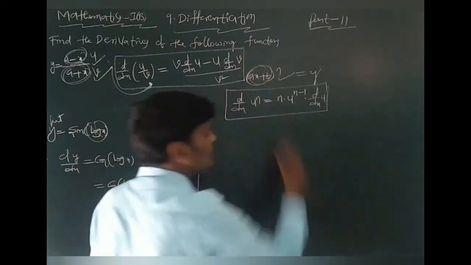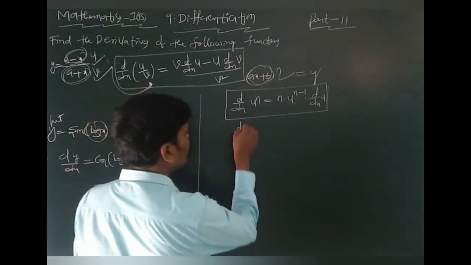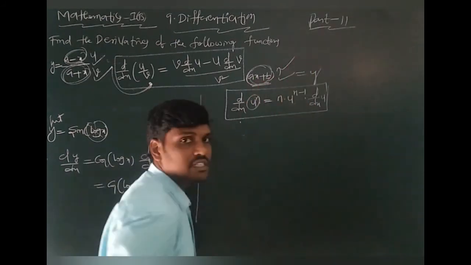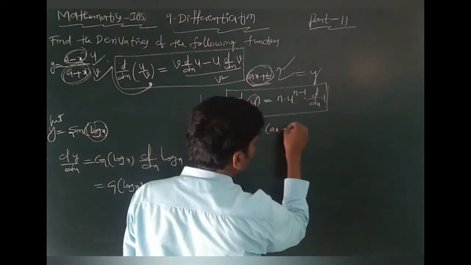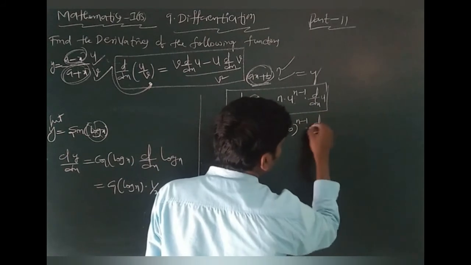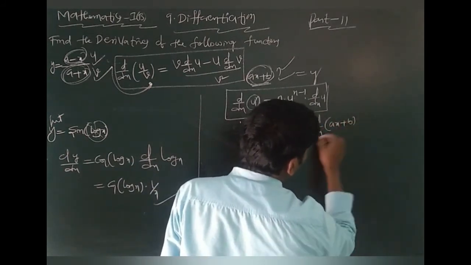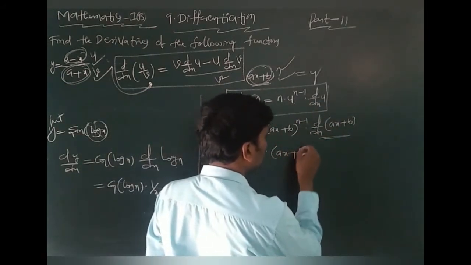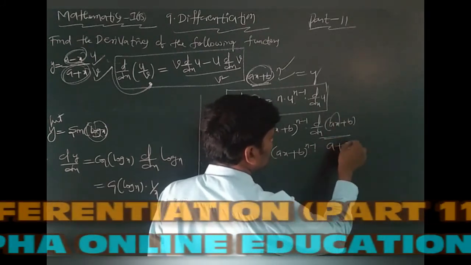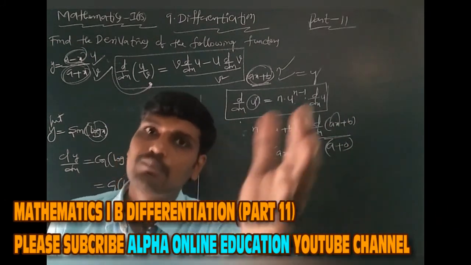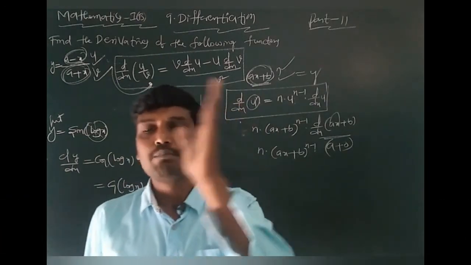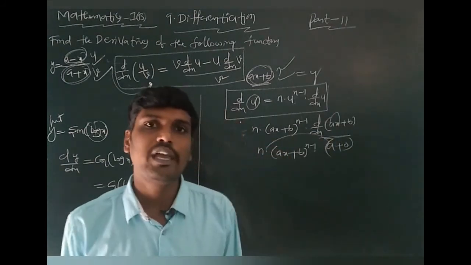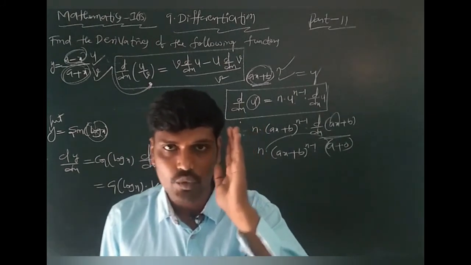Here, what is the value of u? U value is ax plus b. That's why you can write n into (ax plus b) in place of u, over power n minus 1, into the derivative of ax plus b. What is the derivative of this one? You can write directly: ax derivative is a, b derivative is 0, nothing but a common, x derivative 1 plus b derivative 0, so a. You get a into n into (ax plus b) over power n minus 1 as the derivative of (ax plus b) over power n.